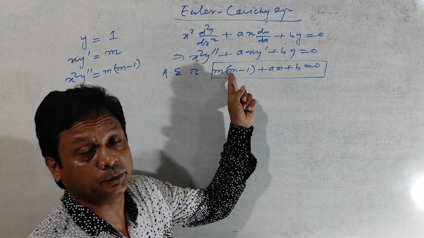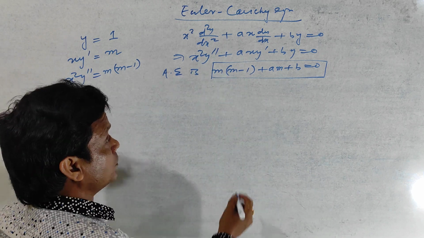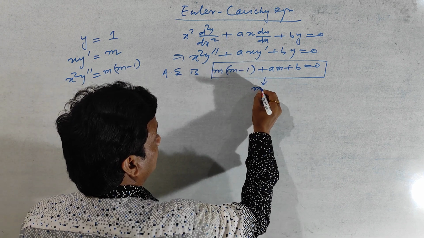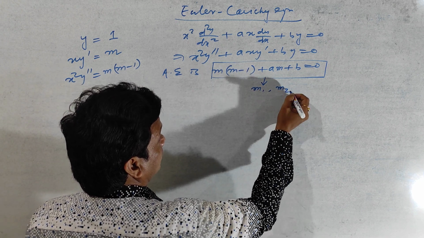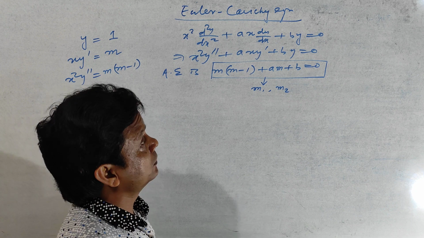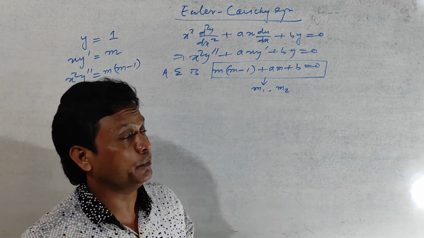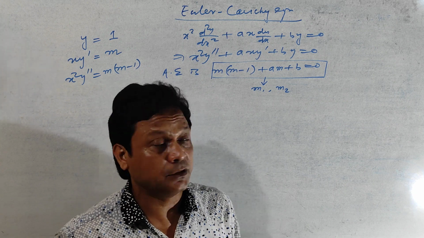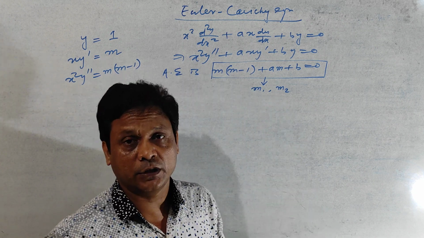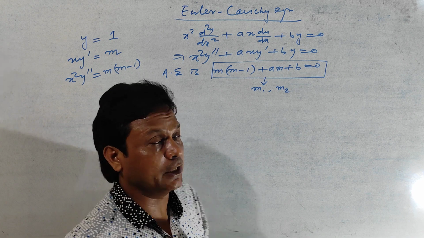If you multiply it, it will become m squared. So this will give two values for m, say m1 and m2. So there will be three cases as before. That means m1 and m2 may be real and distinct, or real and coincident, or complex conjugates. So there will be three cases.